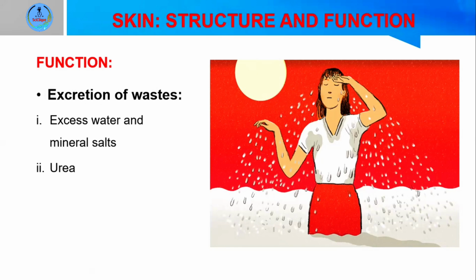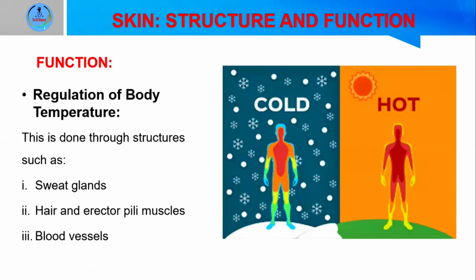Now, the third function, regulation of body temperature. We are mammals, and as mammals, we are going to be endothermic. Our bodies try to maintain the internal body temperature within a certain range, usually between 36 to 37 degrees Celsius, even though there might be changes in the temperature of the surrounding. So even though it might be hotter or colder, our body still manages to maintain our body temperature within this range. Now, the skin also plays a role in this.